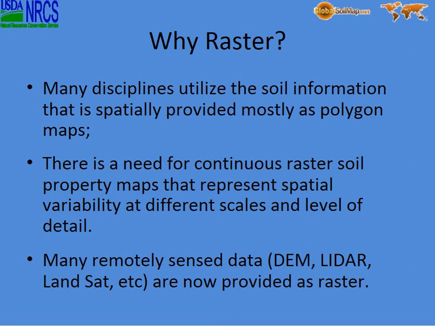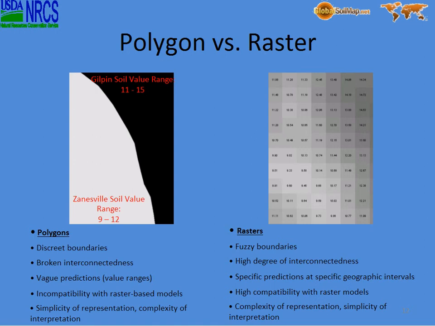So to further illustrate the differences, by looking at this slide, you can see that there are some differences between polygons and rasters. Again, we are very familiar with the polygons to the left. They come in discrete boundaries. Sometimes they have this broken interconnectedness. They have vague predictions, ranges, as we are all familiar with.